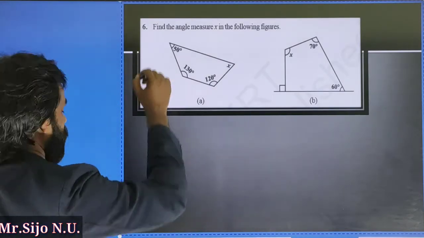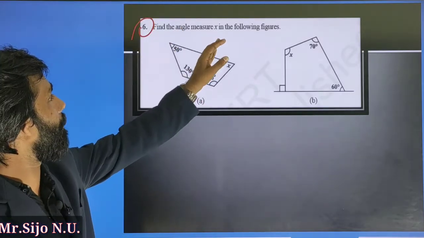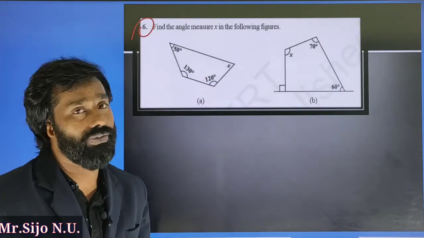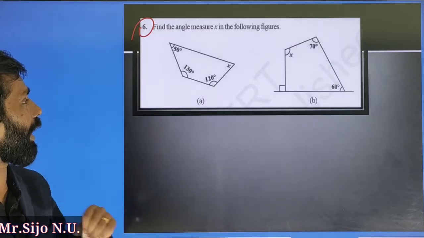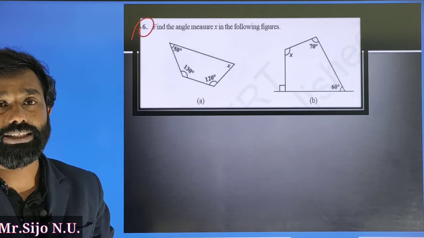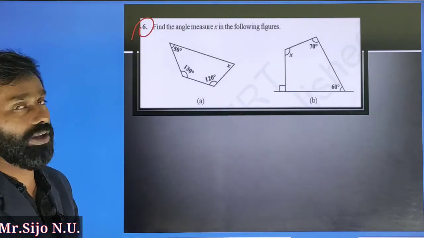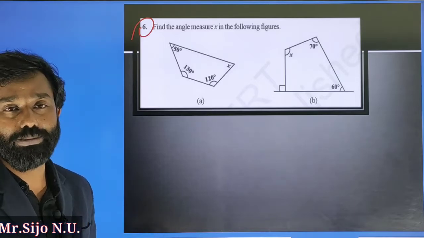Yes, now consider the 6th question, right? What is the question? Find the angle measures x in the following figures. Here there are 2 figures. The first one is A. Let us consider this figure. Here the interior angles are given, but x is not given, so we have to find the x value. We can use the angle sum property here.